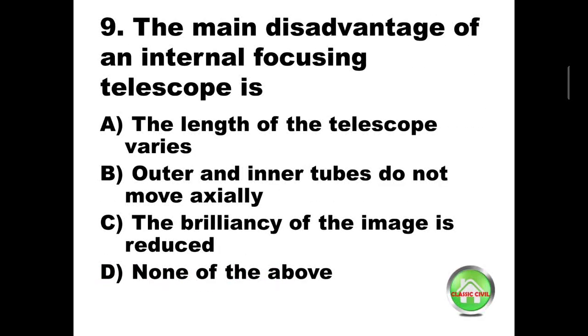Question number 9. The main disadvantage of an internal focusing telescope is option A, the length of the telescope varies. Option B, outer and inner tubes do not move axially. Option C, the brilliancy of the image is reduced. Option D, none of the above. The main disadvantage of an internal focusing telescope is, answer is option C, the brilliancy of the image is reduced.